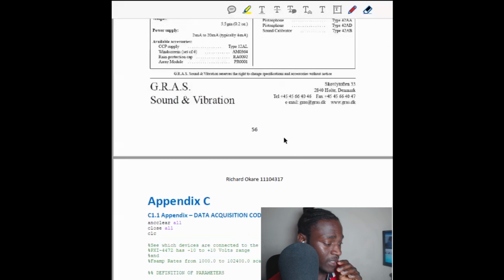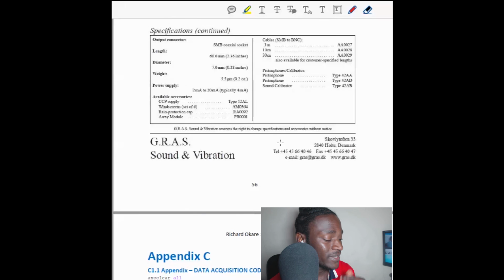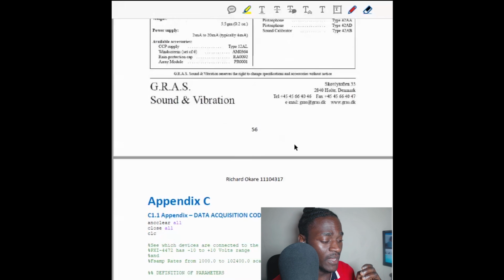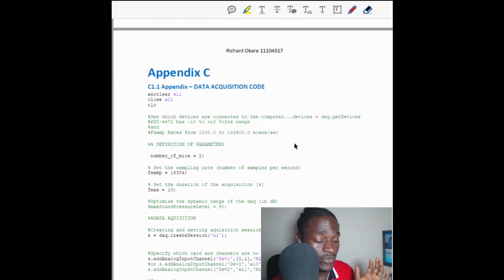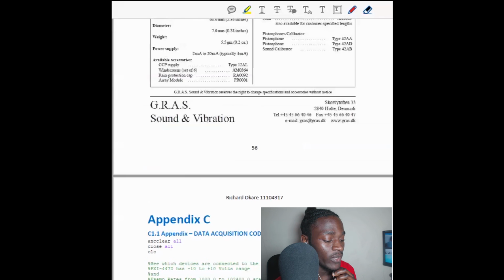Then the last point is Appendix C. Appendix C is usually your MATLAB code. Really, it depends on your project, but for me, my MATLAB code was quite long, so I had to reduce it. Otherwise, it's going to take tons and tons of pages. So I didn't include all of it, but I did include a bulk of it. So that's all I have to say.